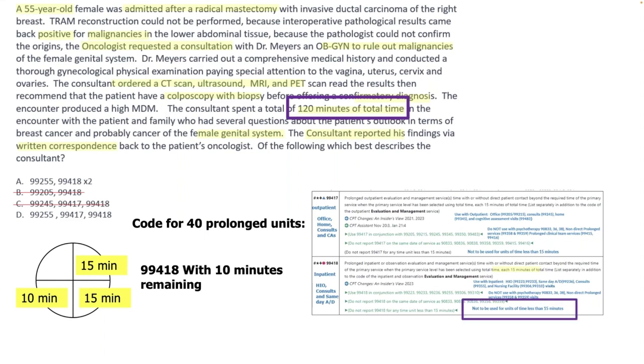No, it says not to be used for units of time less than 15 minutes. So we can code 2 units of 99418 along with 99225. And A is our answer.